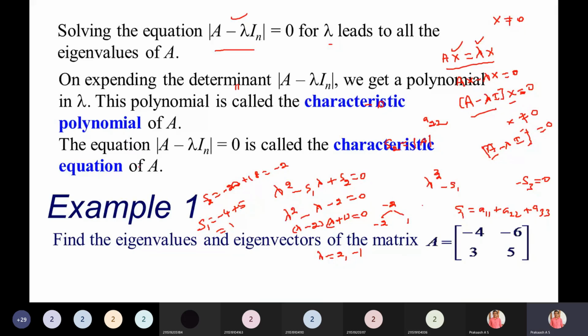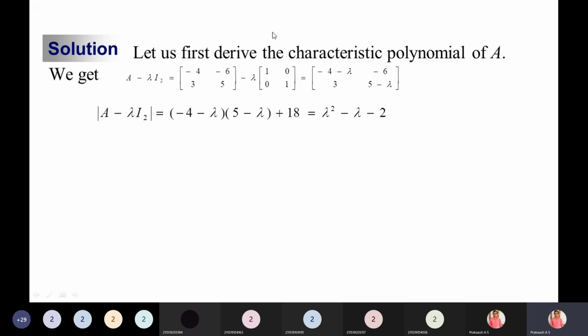You can use the quadratic formula, that is lambda equal to minus b plus or minus square root of b square minus 4ac by 2a. You can use this also, no problem. So let us use the general one. For a matrix A, we first find this expression. After that, we will take the determinant.